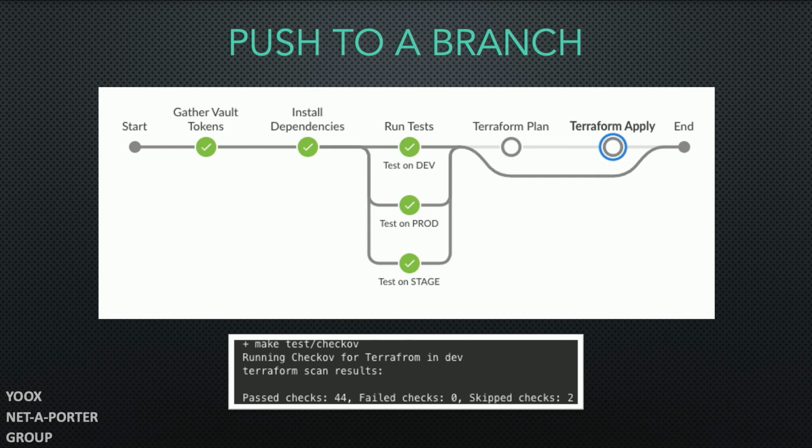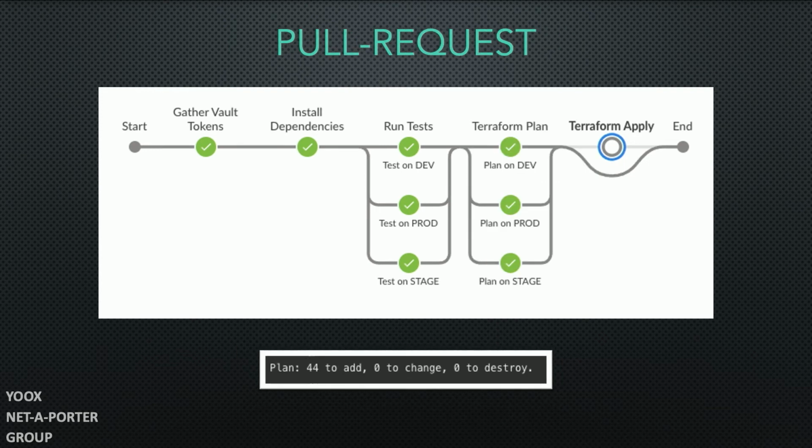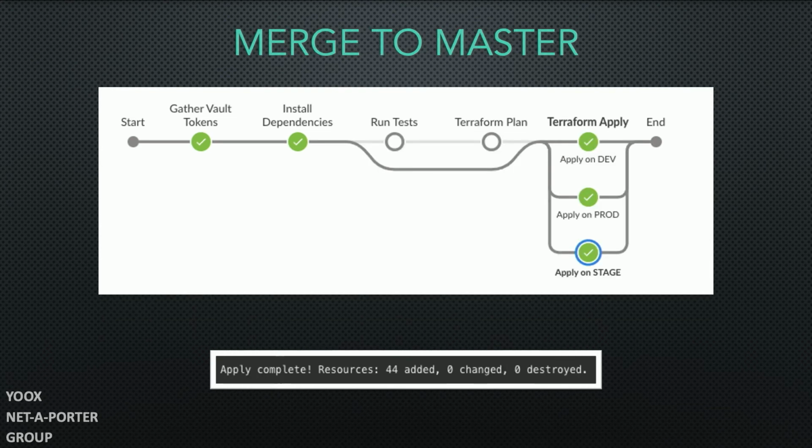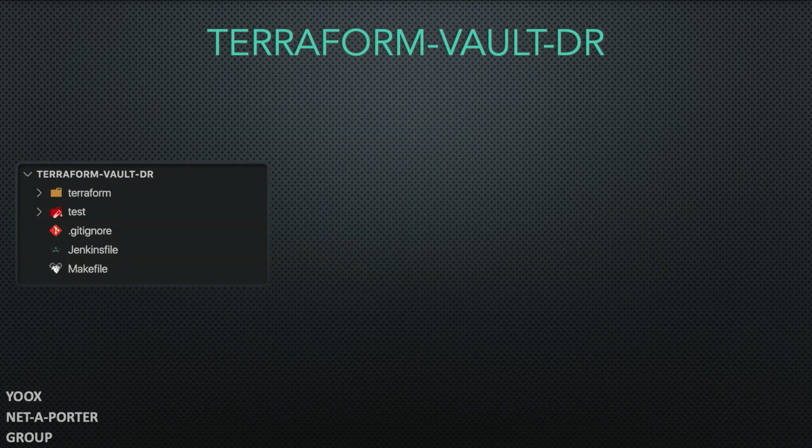Now we can see here the pipeline. So when we push to a branch, we gather the tokens, we install dependencies, and we run some tests. In this way, right now, just only the Checkov test, so we can see 44 resources passed. Then we make a pull request. Also, the plan is triggered, and we see here 44 resources to be added. And then on a merge to master, only the deployment part is run. In this case, 44 resources added.